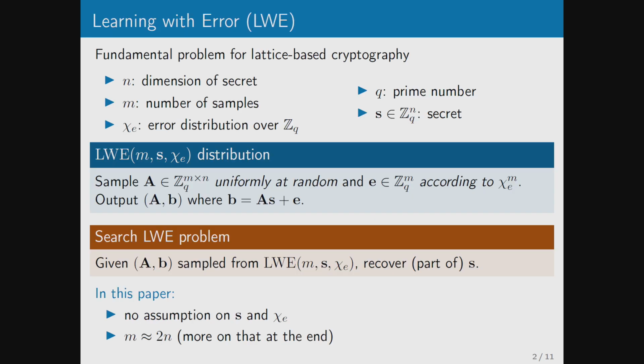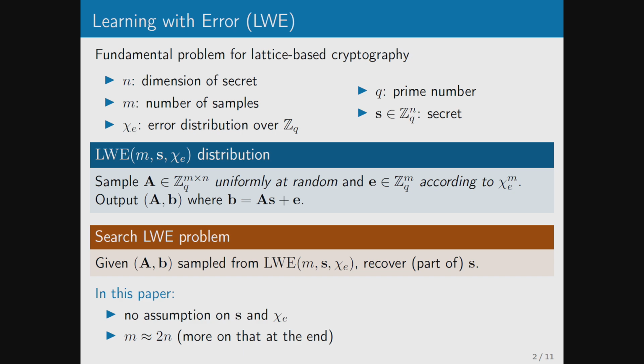I'm just going to assume everyone knows that LWE is a very fundamental problem for lattice-based cryptography. So I'll just use this slide to remind you of the notation that I'll use in this presentation. As usual, n is the dimension of the secret, m will be the number of samples, because this will be relevant. We have an error distribution chi-e on the errors. We always work with a prime number field, and then we have some secret S that we are trying to recover, given a sample of the LWE distribution, which is defined as usual with sample matrix A uniformly at random and a noise vector according to the distribution chi-e.